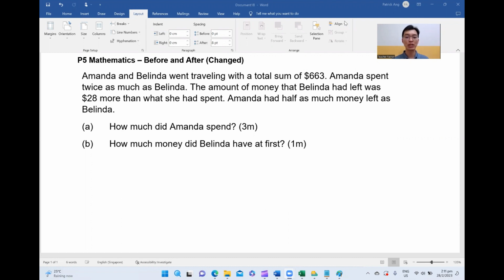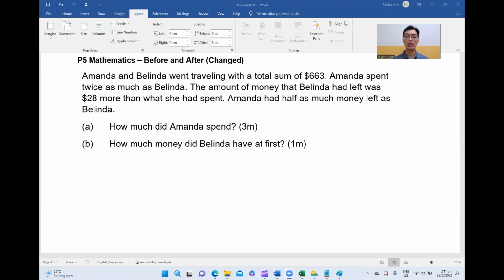Amanda and Belinda went traveling with a total sum of $663. Amanda spent twice as much as Belinda. The amount of money that Belinda had left was $28 more than what she had spent. Amanda had half as much money left as Belinda. Part A. How much did Amanda spend? How much money did Belinda have at first?